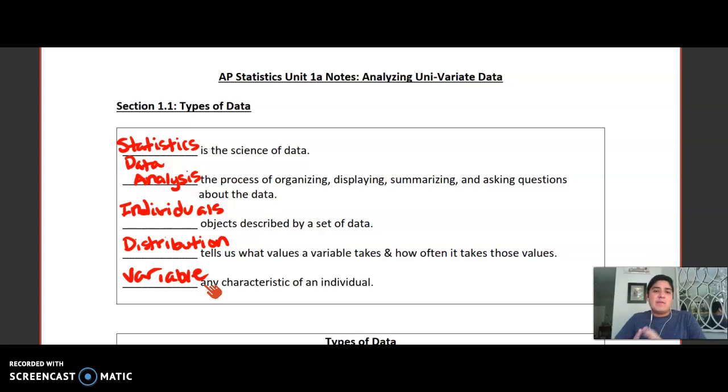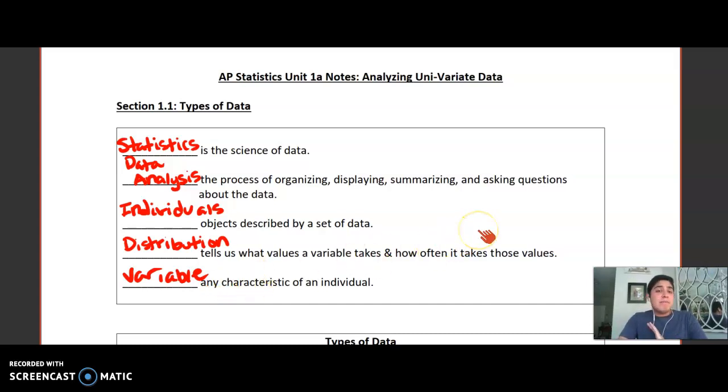Now here's some key vocab that we need. Statistics is the science of data. Data analysis is a process of organizing, displaying, summarizing, and asking questions about the data. Individuals are objects described by a set of data. A distribution tells us what values a variable takes and how often it takes on those values. And then a variable is any characteristic of an individual. So you'll hear these buzzwords throughout the course, but today it's just a matter of getting these terms down.